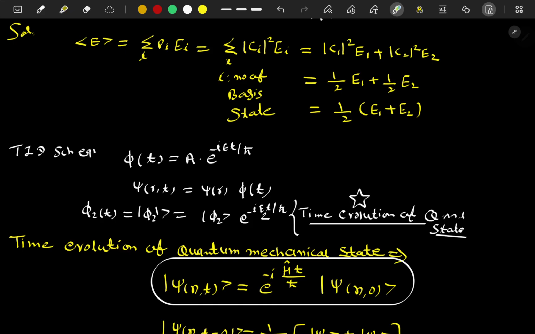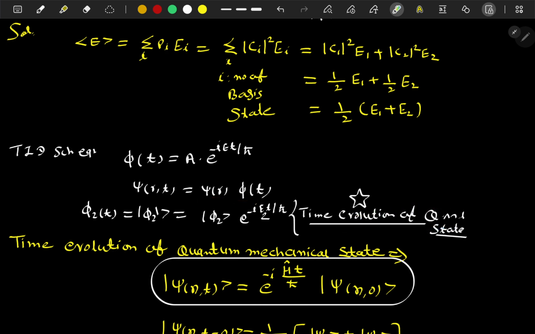Now we will learn the time independent Schrodinger equation, how we can derive the wave function for the time dependent part. Suppose we have the wave function phi of t equal to A times e raised to the power minus iEt by h cross. We know this. So psi of r,t can be written as space and time dependent. Phi of r,t equals phi of r multiplied with our original psi of r.